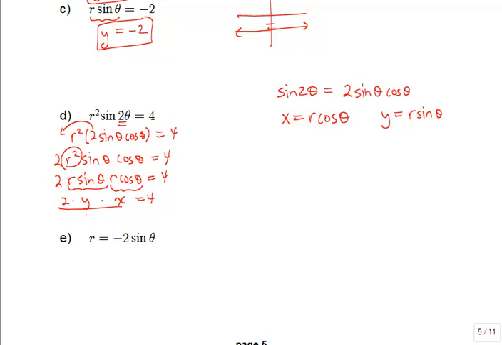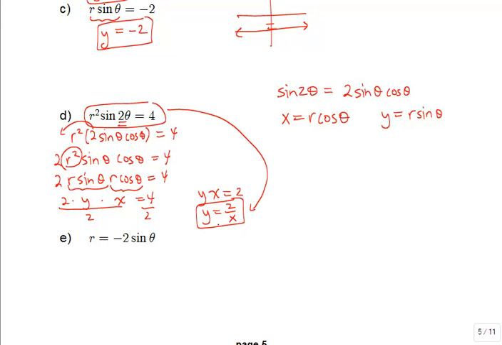If I divide both sides by 2 to try to clean this up a little bit, I get y times x is equal to 2, and if you really wanted to solve for y, you could divide both sides by x and get y equals 2 over x. So this is a rational function. Okay, so this equation right here is the same as this Cartesian equation.